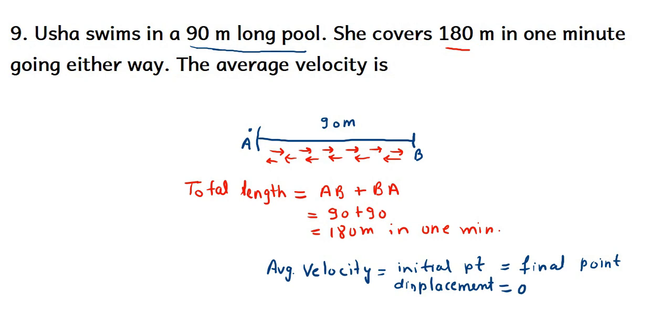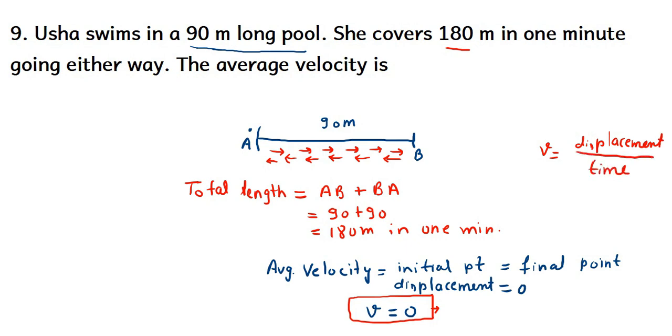Am I correct? As the displacement traveled by the object is 0, that means the object has 0 velocity. If velocity is 0, the average velocity will also be 0. Am I correct? So velocity is equal to displacement by time. By the formula we can also know, as displacement is 0, 0 divided by time gives the value of 0 as velocity.